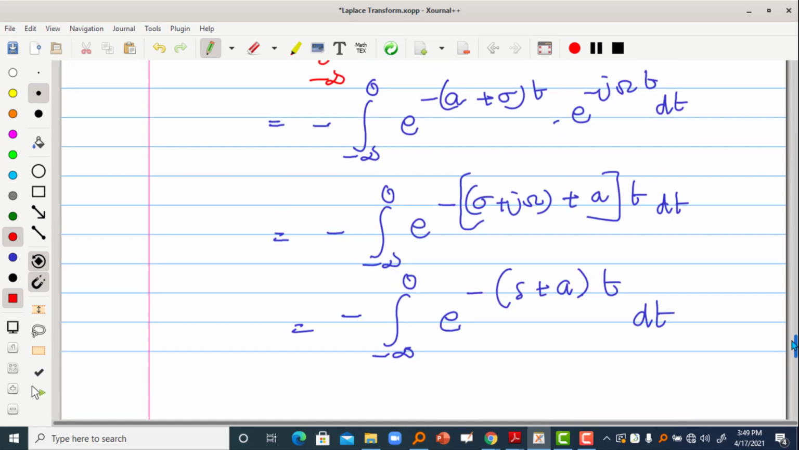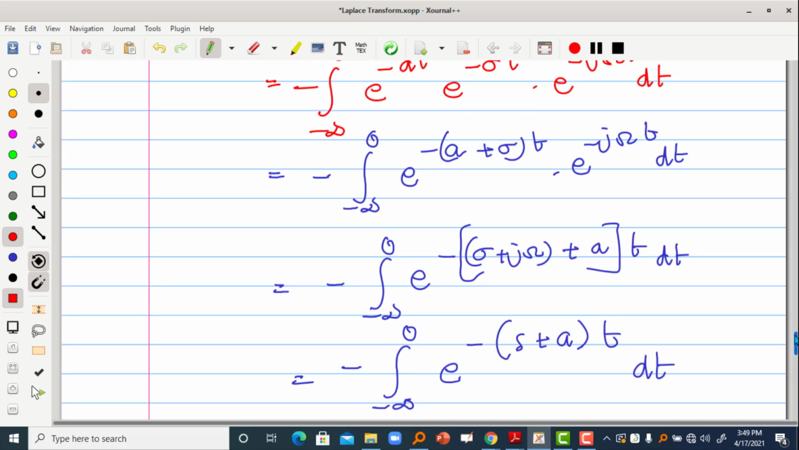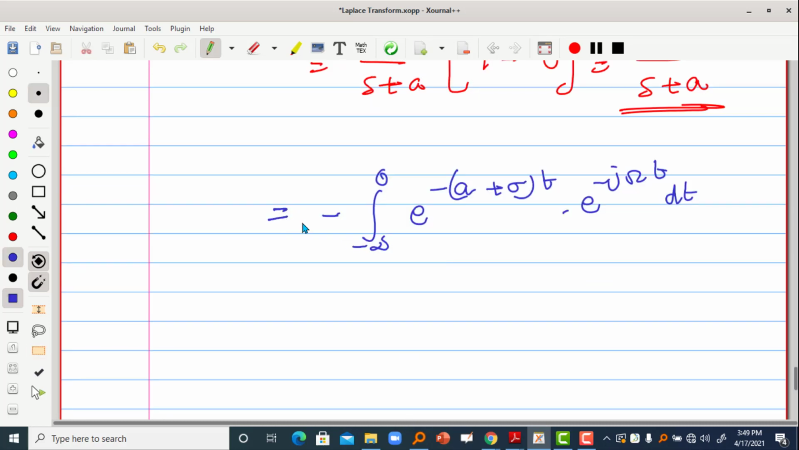What about the region of convergence? For that you have to analyze this particular equation, so I am copying the equation from here. This is the equation we need to consider. Here you can see that the integration is in the range minus infinity to 0, with respect to dt, so the integration is with respect to time t.